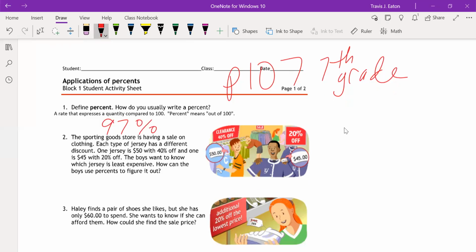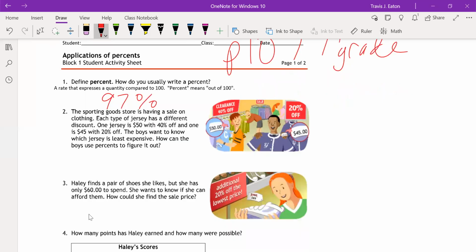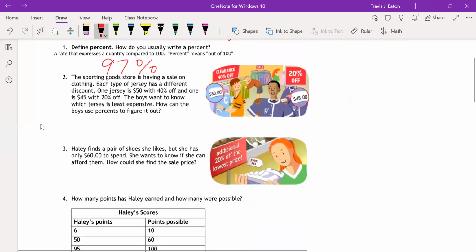So let's take a look at question 2 here. It says the sporting goods store is having a sale on clothing. Each type of jersey has a different discount. One jersey, the light blue jersey that this kid is holding up, is $50 with 40% off. And one is $45 with 20% off. The boys want to know which jersey is the least expensive and how they can use percents to figure it out. Well, there are a couple of different ways to look at this.